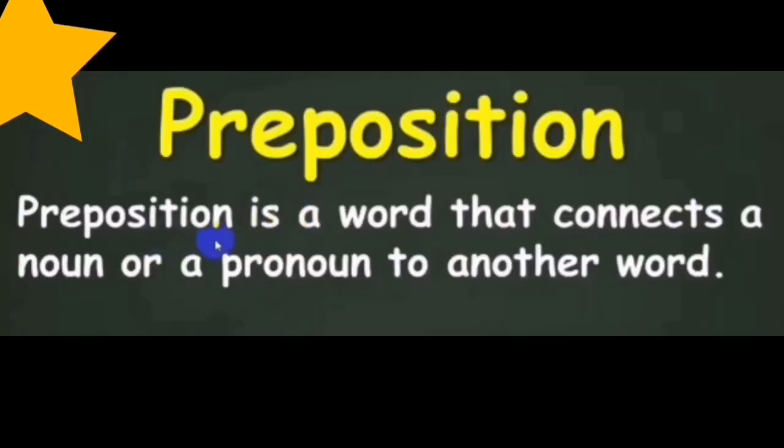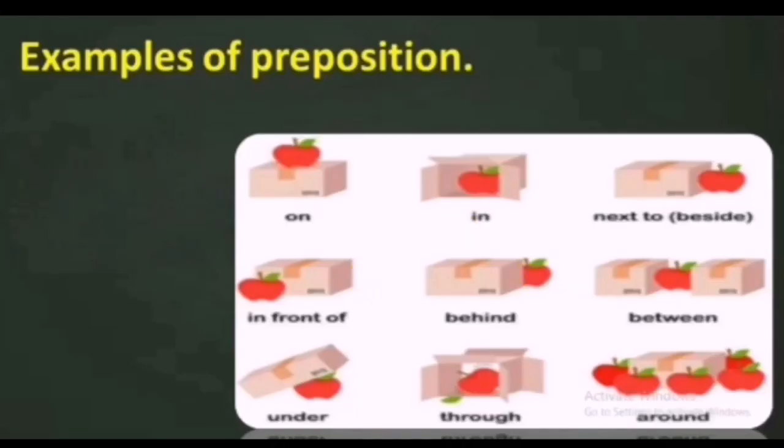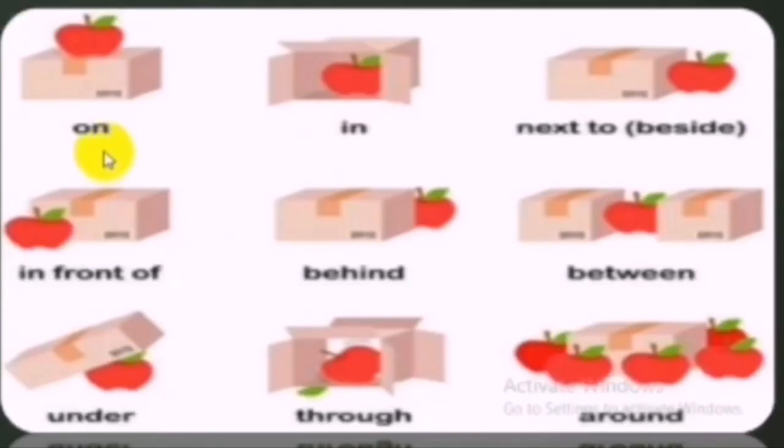What is a preposition? A preposition is a word that connects a noun or pronoun to another word. There are some examples: on, in, next to or beside, in front of, behind, between, under, through, around.